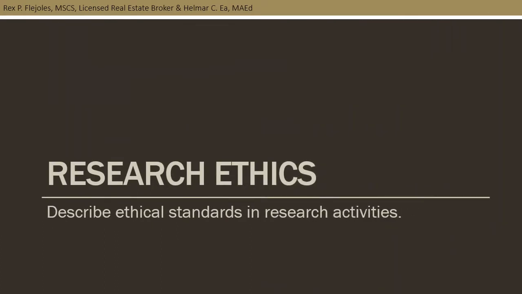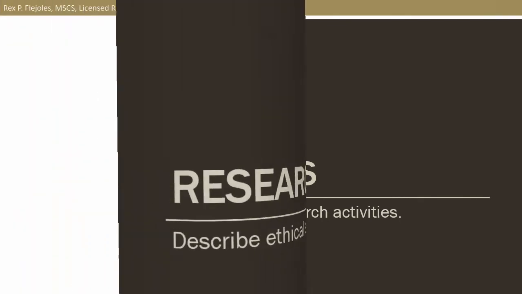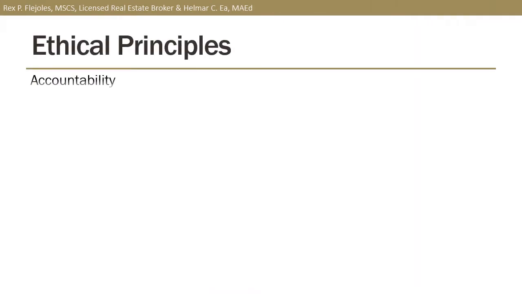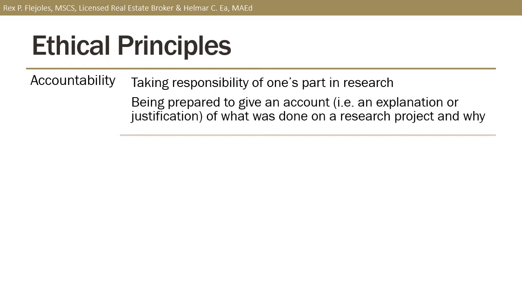At this time, we will proceed to research ethics. The following are 18 ethical principles extracted from the post of Resnick. First is accountability. It means that you take responsibility of your part in research. Moreover, it means that you are prepared to give an account, that is an explanation or justification of what you have done on a research project and why.